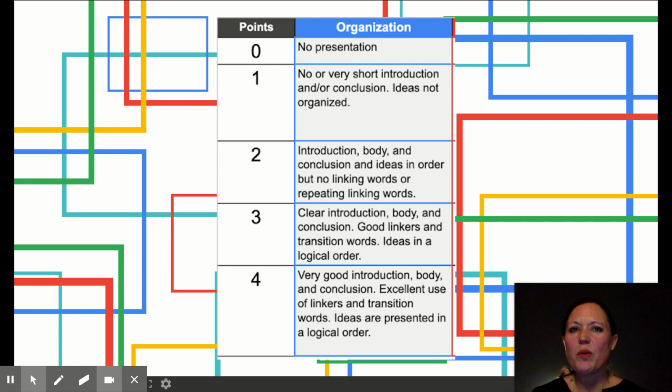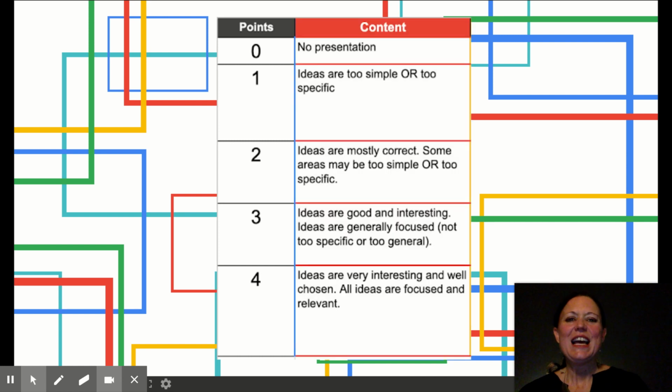This is just like what we do in our essays. So take all of those lessons about transition and linking words and apply them here, and you will do very well. The next category that we're going to be looking at is content.